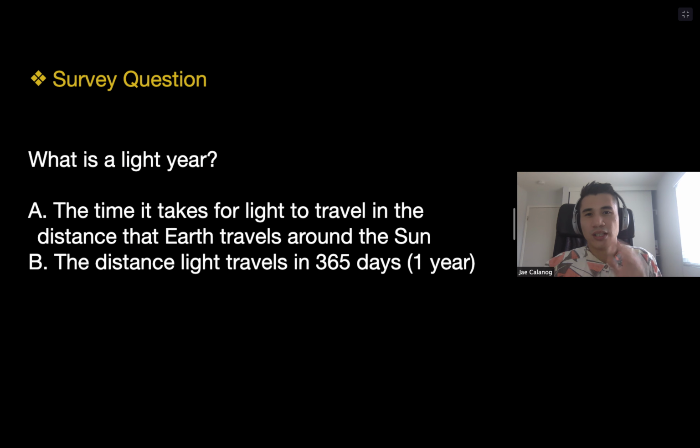All right, so here's another survey question. What is a light year, right? Is it the time that it takes for light to travel the distance that the Earth travels around the sun? Or is it the distance that light travels in 365 days, or 1 year? Oh, excuse me, I think in part A I said the time it takes. So it's the time versus the distance, right?